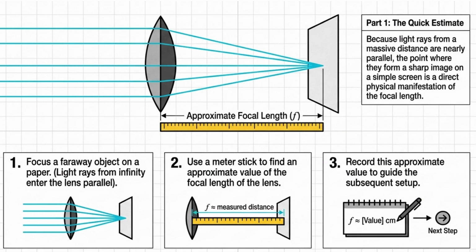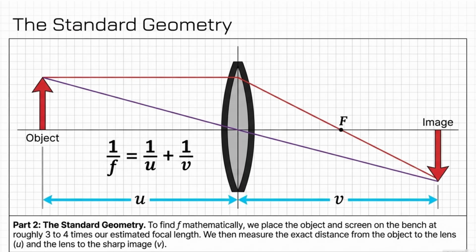In the quick estimate method, we use a distant object as the light source. Since the object is very far away, the incoming rays are nearly parallel. The lens focuses these rays onto a screen. By adjusting the screen until a sharp image is formed, the distance between the lens and the screen is approximately equal to the focal length.